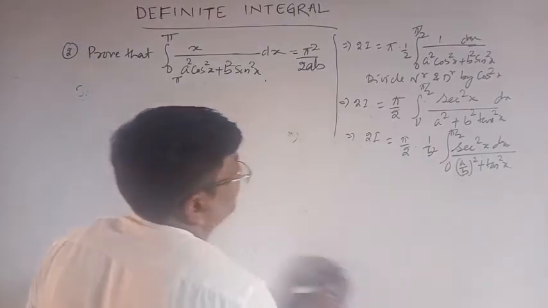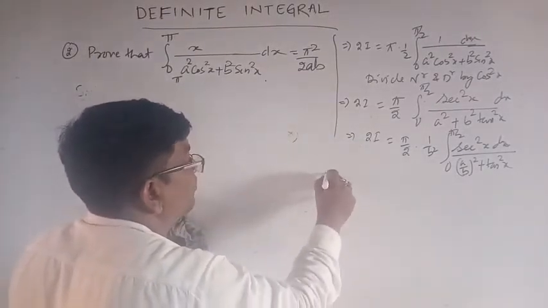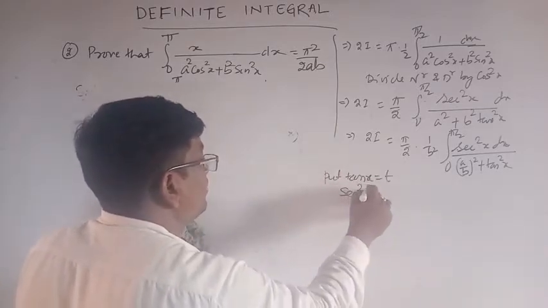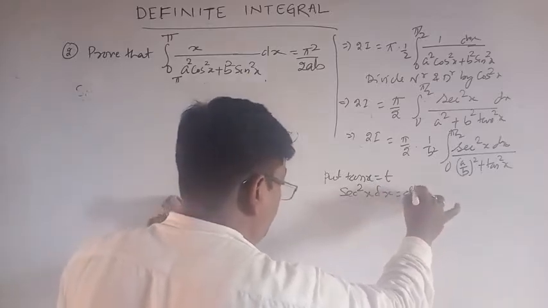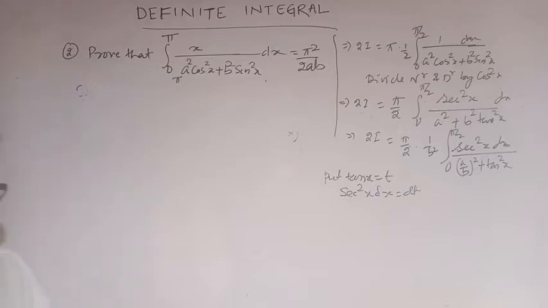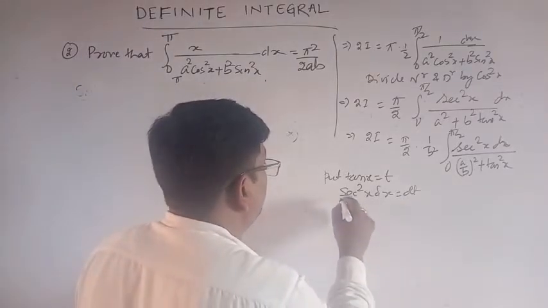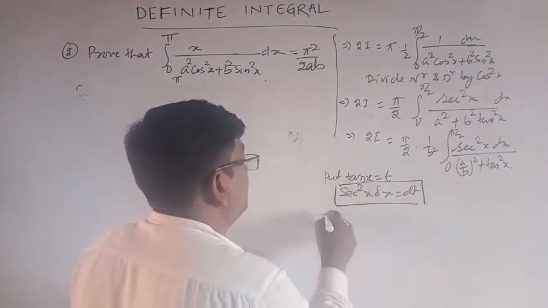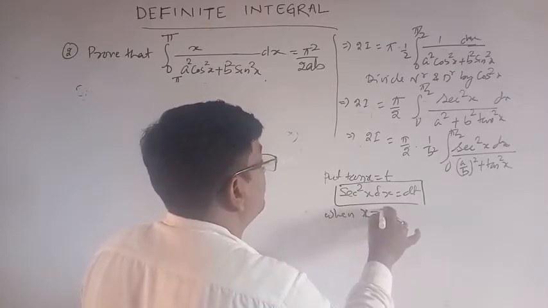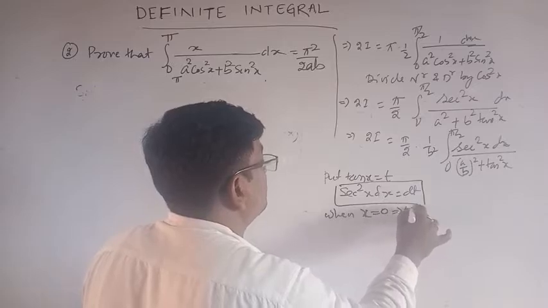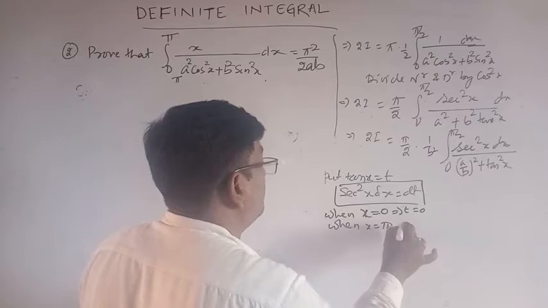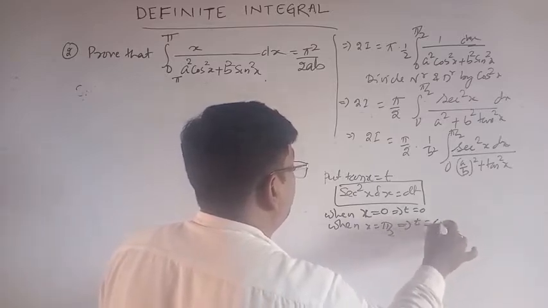For this, put tan x is equal to t. Sec square x dx is equal to dt. Now when x tends to 0, t tends to 0. When x is equal to pi by 2, t is equal to infinity.